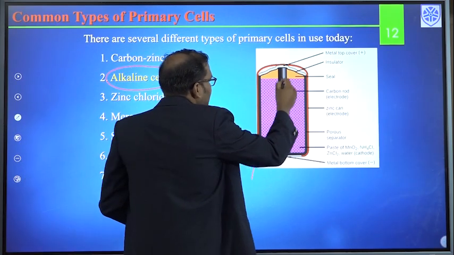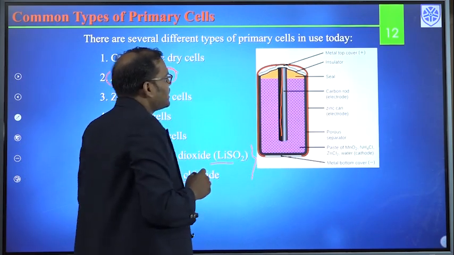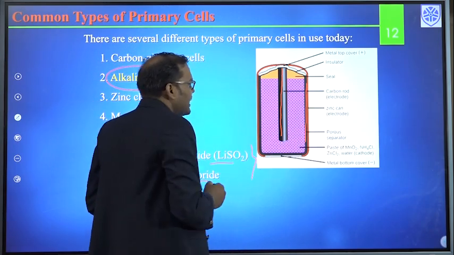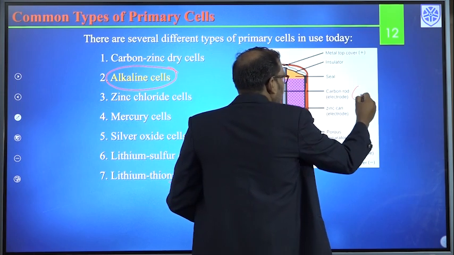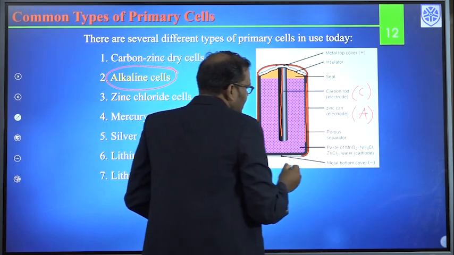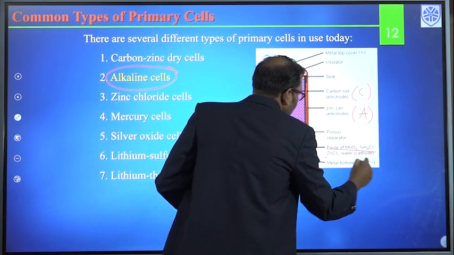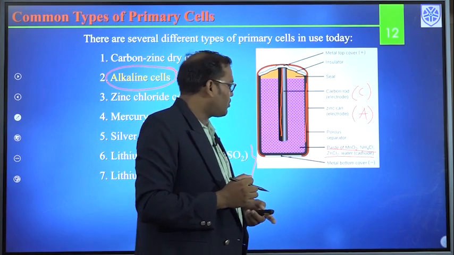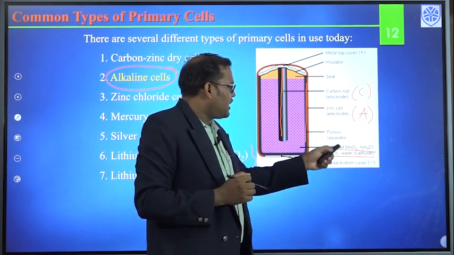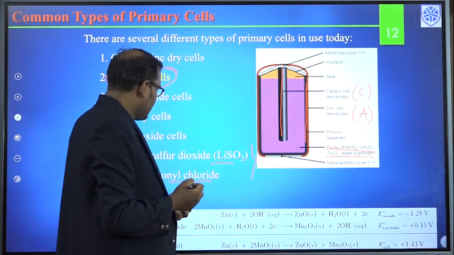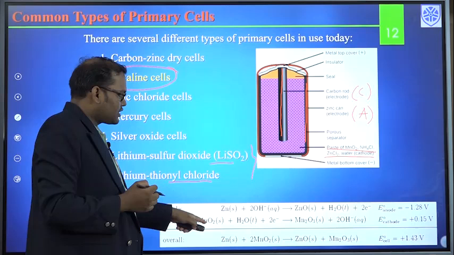How do you see that? Basically you have one electrode, that is a carbon rod, and you have a zinc can which is acting as anode. So, this is the cathode and this is the anode, and you have some paste of manganese dioxide, NH4Cl, ammonium chloride, zinc chloride, in water, so an aqueous kind of thing. That means here zinc is the anode and manganese dioxide is the cathode.